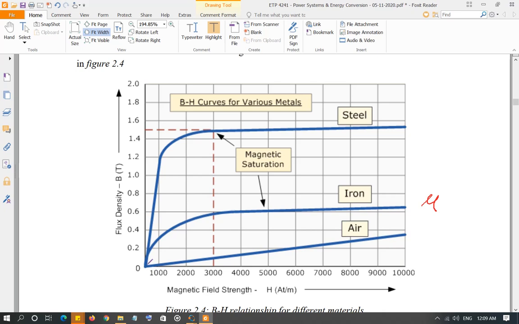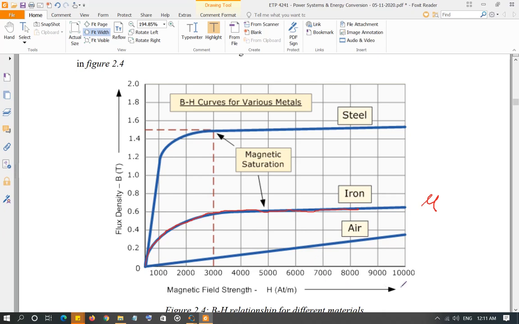Observe that, of course, vacuum or air is a linear relationship, it never magnetizes. Observe iron: when you're increasing the current through iron, increasing the magnetic flux density, it starts linearly, but soon it starts saturating, and eventually it saturates. That is, no matter how much current you pass through iron, now there is no more magnetism. Once it reaches a value of approximately 0.6 Tesla, it is increasing by a very small amount, even though you're increasing the strength or current a lot.